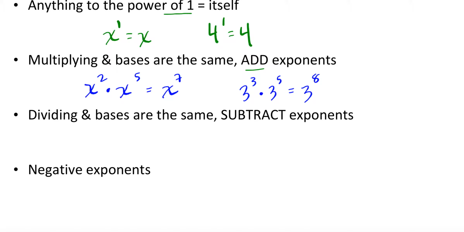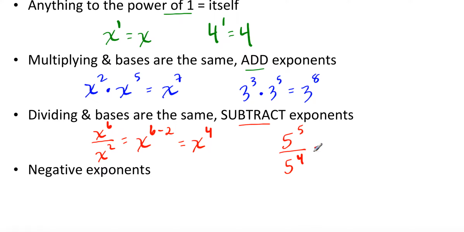When you're dividing and the bases are the same, you subtract the exponents. So let's use the base x. We have x to the sixth divided by x to the second. Those bases are the same. They're both x. So we subtract 6 minus 2, top minus bottom, and that gives us x to the fourth. And likewise, it works for numbers as well. So say we have 5 to the fifth power divided by 5 to the fourth power, that would be 5 to the first power, or just 5, because 5 minus 4 is 1.